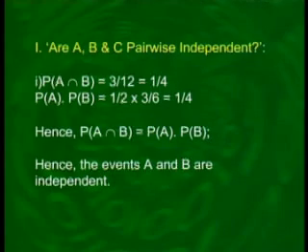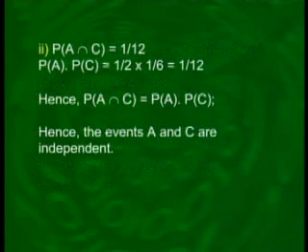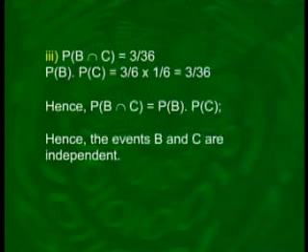Hence this particular equation is verified. Similarly, probability of A intersection C is 1 over 12 and probability of A into probability of C also comes out to be 1 over 12, and hence this particular equation is also verified. And as you now see on the screen, a similar situation holds for B and C. Hence, we conclude that the events A, B and C are pairwise independent.